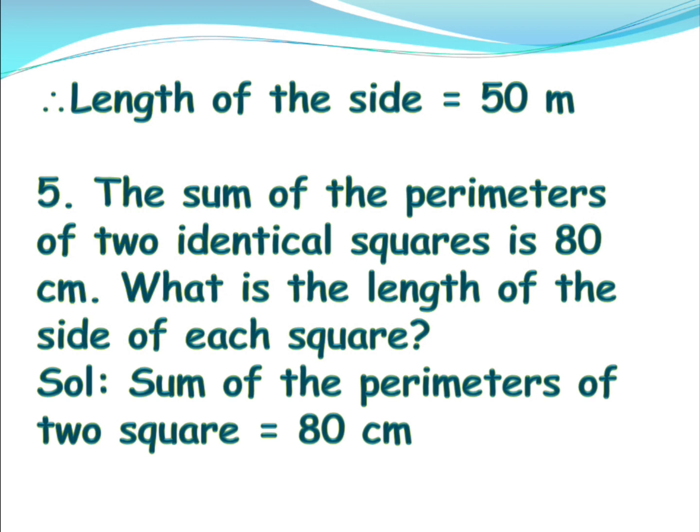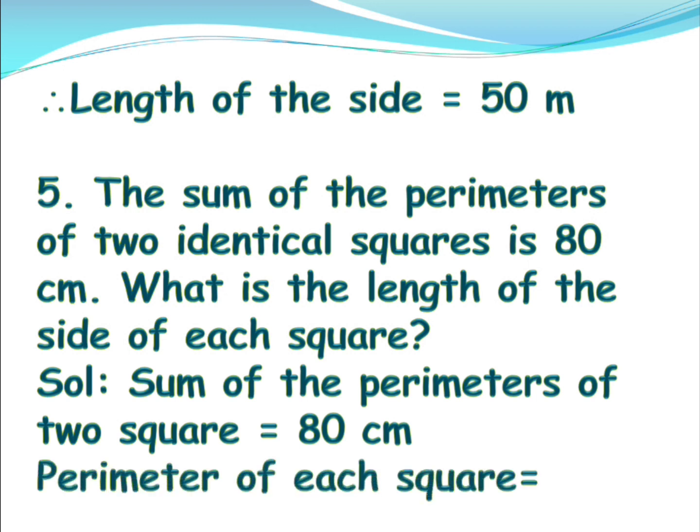So sum of the perimeters of two squares is equal to 80 centimeters. Then perimeter of each square will be equal to 80 divided by 2. So 80 is the sum of the perimeters of two squares. Why are we dividing by 2? Because it is the sum of two squares. If it is 3 squares, then you will divide by 3. If it is 4 squares, then you will divide by 4. So here it is 2 squares, so we are dividing by 2.